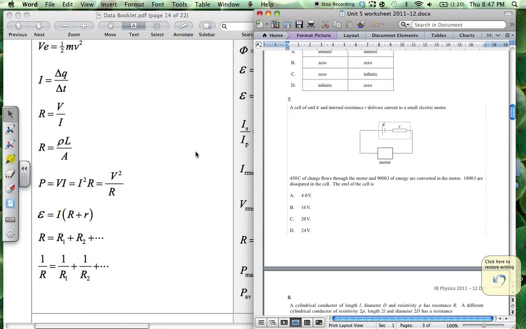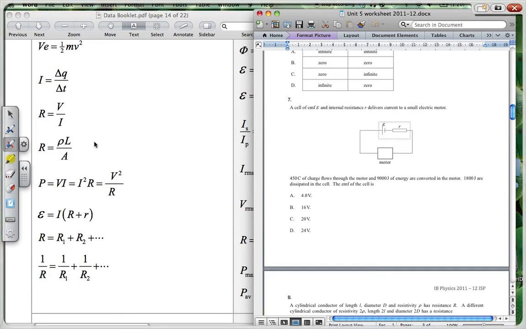Question 7. A cell of EMF E and internal resistance R delivers current to a small electric motor. So we have 450 coulombs of charge flows through a motor, and 9,000 joules of energy are converted in the motor. 1,800 joules are dissipated in the cell. The EMF of the cell.